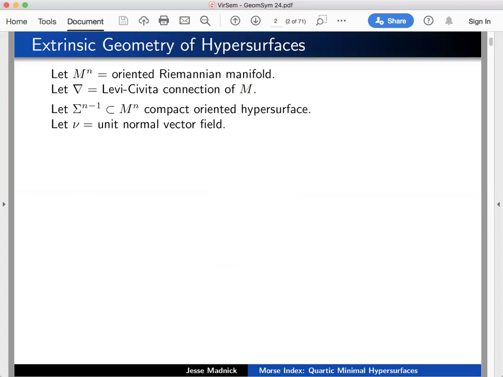So this is a talk that's motivated by the extrinsic geometry of hypersurfaces. Let's review a couple of elements about that. Let M be an oriented Riemannian manifold of dimension n, and let nabla be its Levi-Civita connection. In this talk, we're going to consider compact oriented hypersurfaces and denote them as sigma. By a hypersurface, I just mean a smooth submanifold of codimension 1. And we'll let nu be its unit normal.